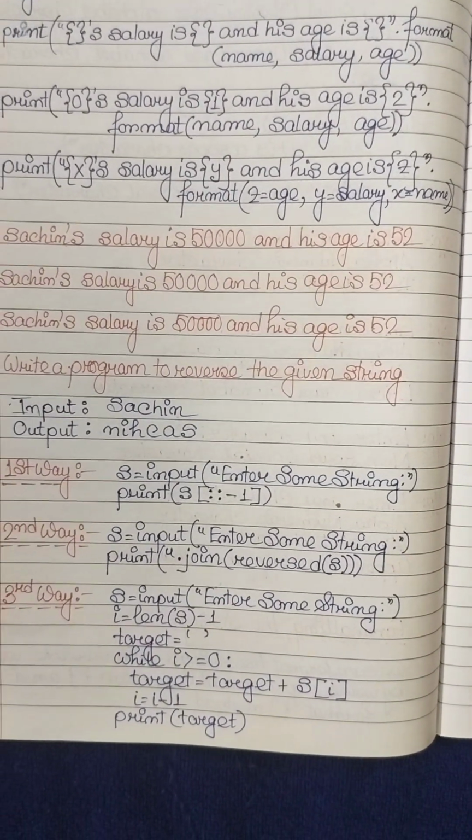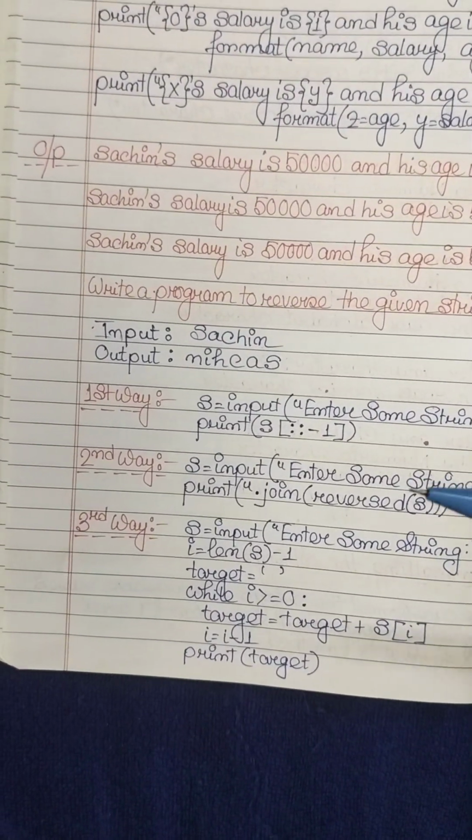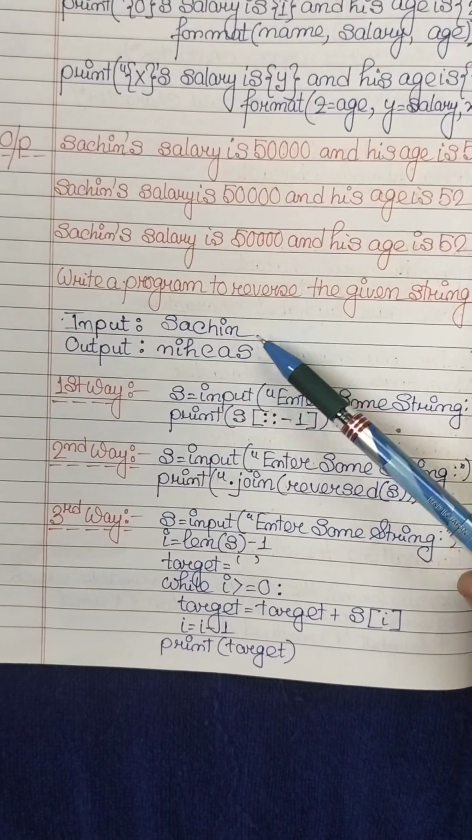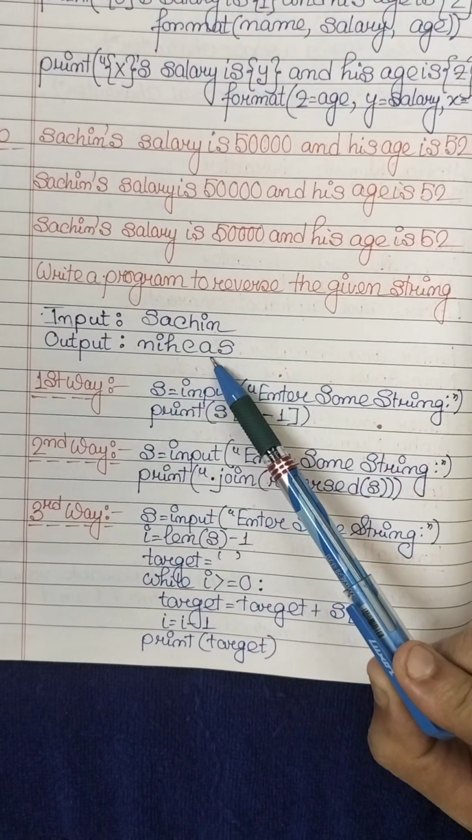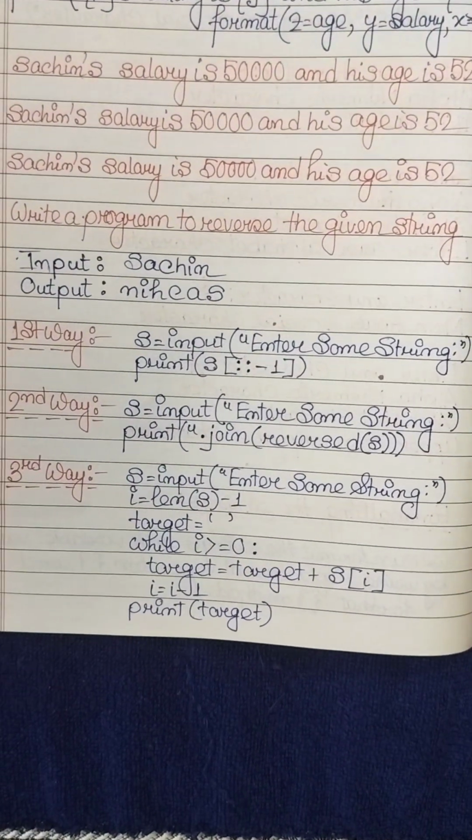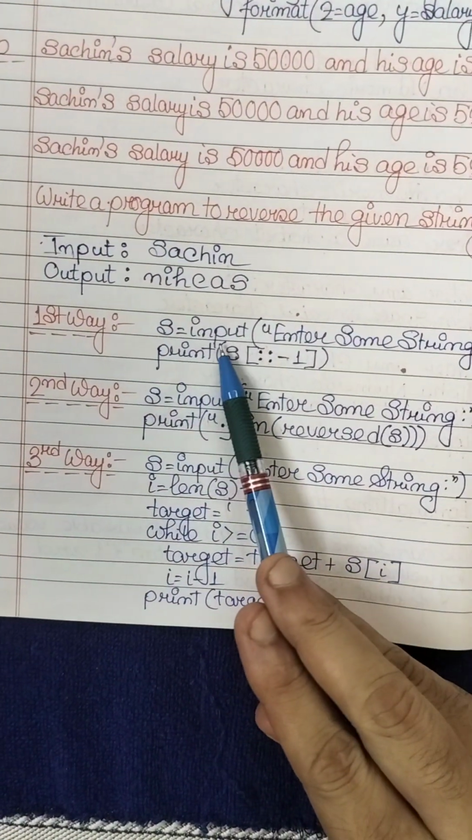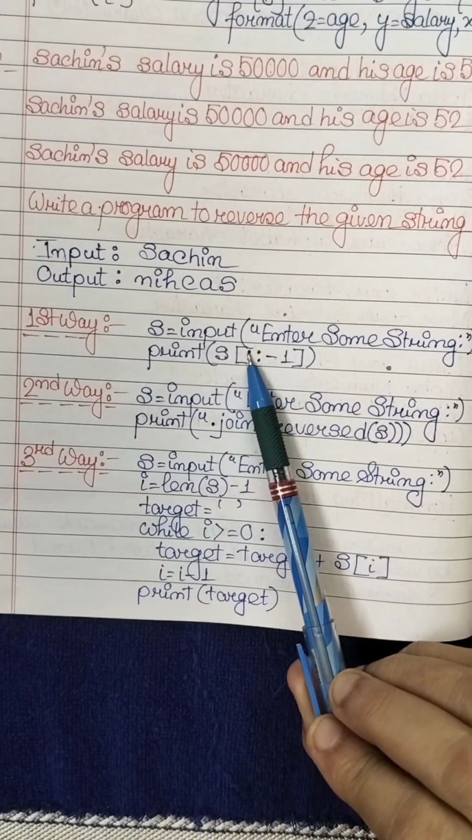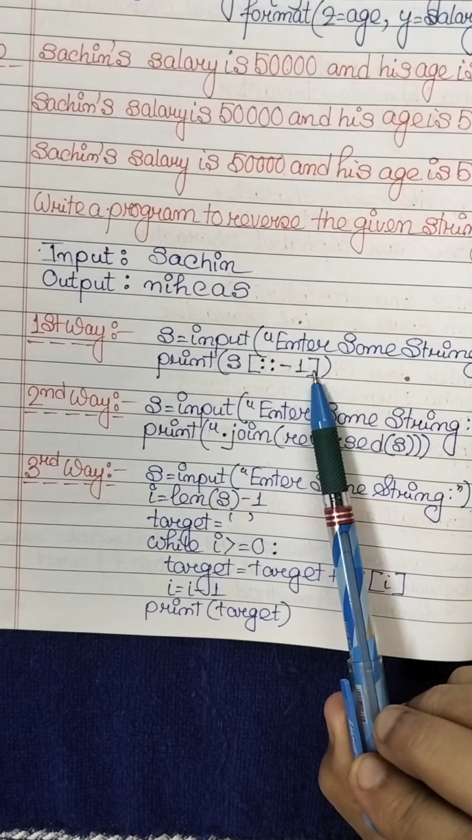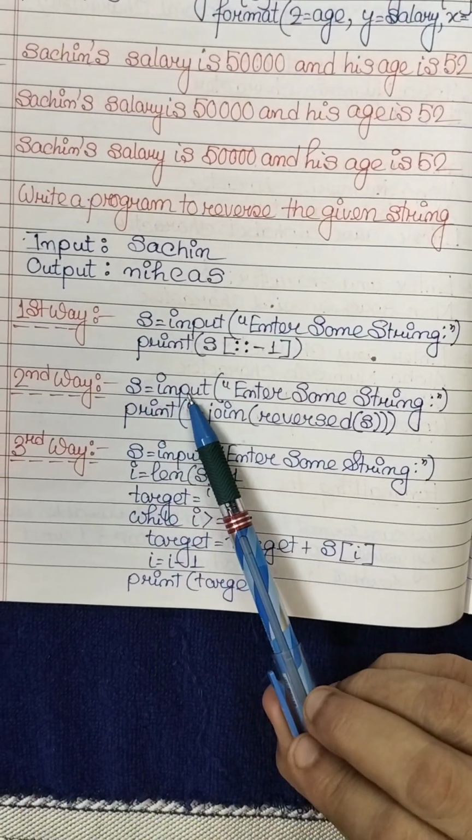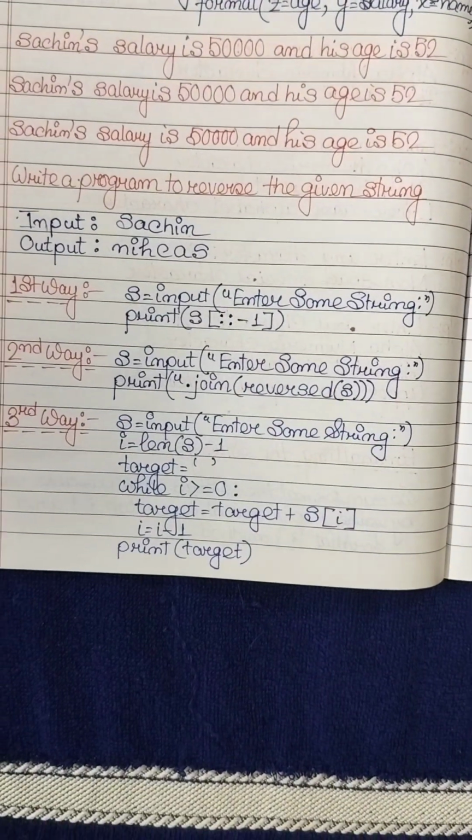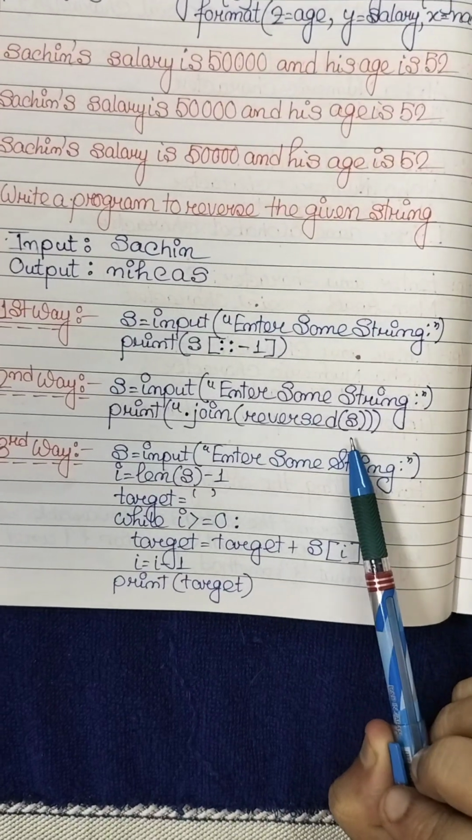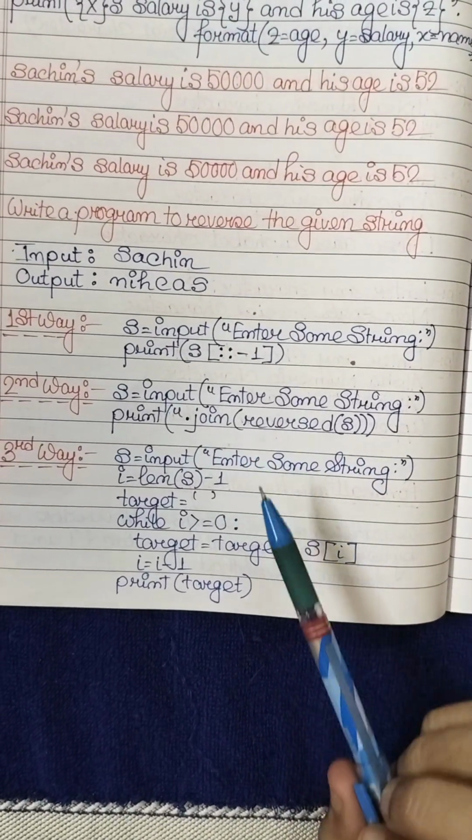Okay friends, now write a program to reverse the given string. Input is Sachin and the output is NIHCAS. The first way: s is equal to input, enter some string, print s[::-1]. In the second way, s is equal to input, enter some string, print ''.join(reversed(s)). That will reverse the total string.